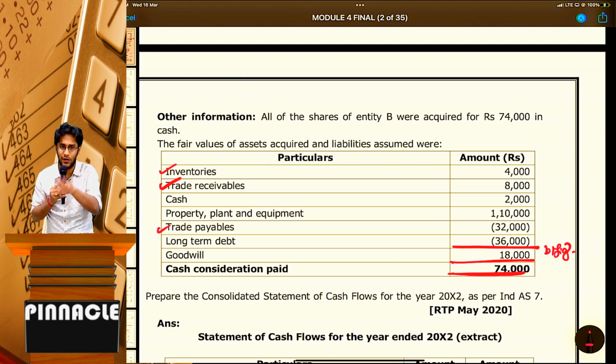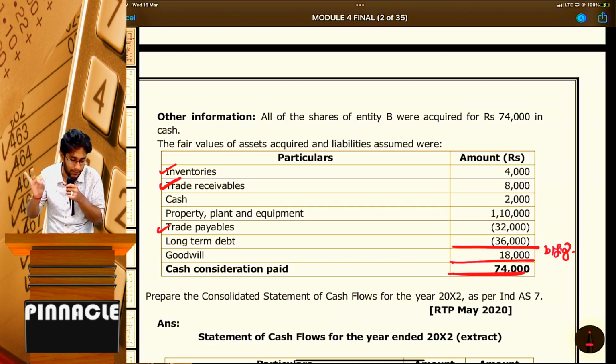Cash. That we already adjusted in PC, sir. So forget cash. Apart from that, PPE, long term debt. Normally, when you buy PPE, which activity? Loan also, investing activity. If you take a loan, financing activity. But here, you are not buying the asset individually, nor taking the loan individually. You are buying it as a business combination.